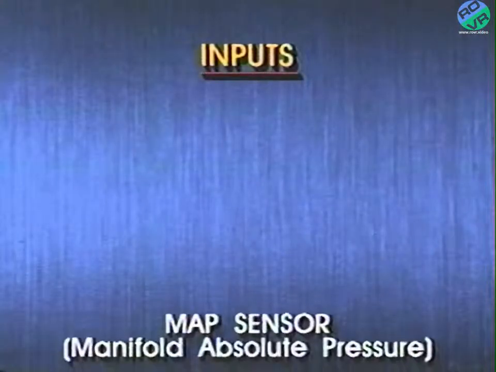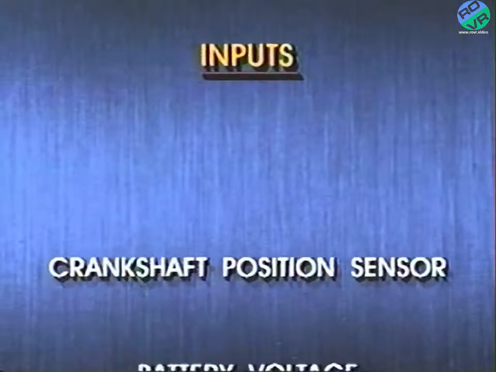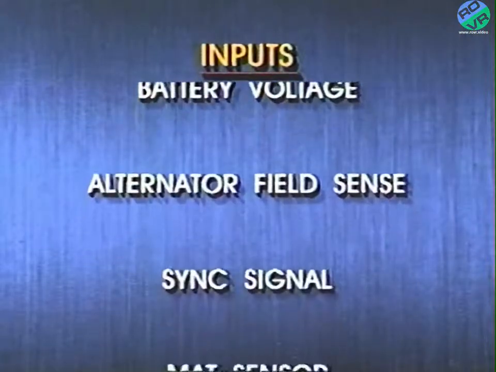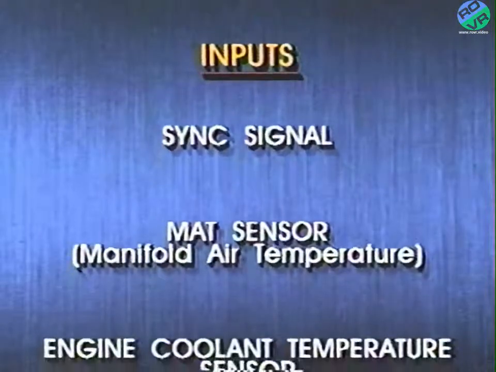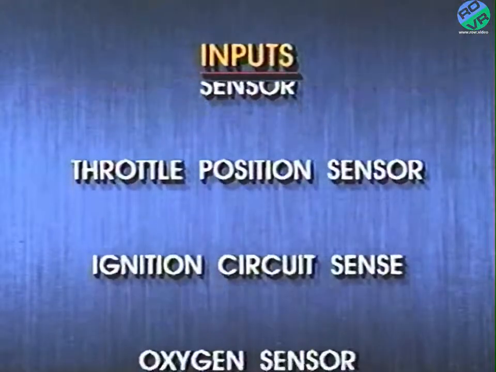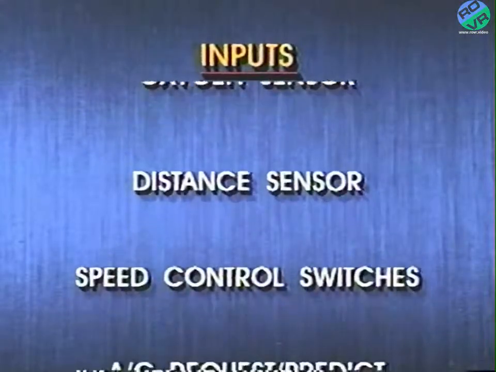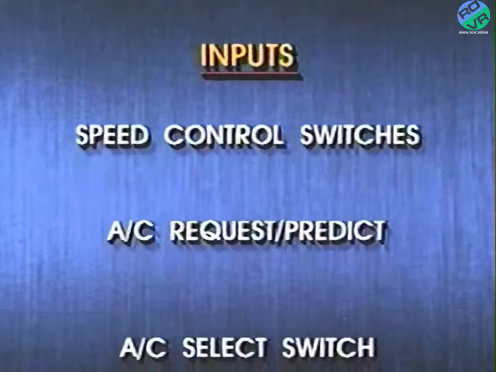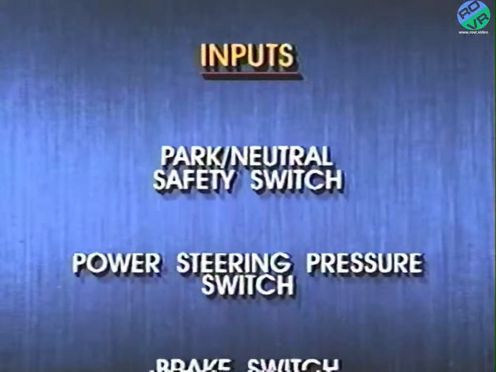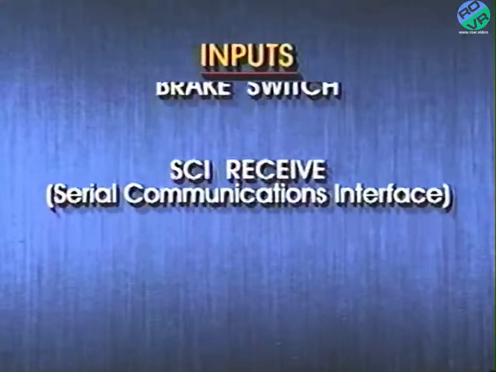The inputs are air density received from the MAP, or manifold absolute pressure sensor, engine RPM, speed received from the crankshaft position sensor, battery voltage, alternator field sense, sync signal, manifold air temperature sensor, engine coolant temperature sensor, throttle position sensor, ignition circuit sense, oxygen sensor, vehicle distance or speed sensor, speed control switches, AC request predict, the instrument panel AC select switch, park neutral safety switch, power steering pressure switch, brake switch, and the SCI receive.